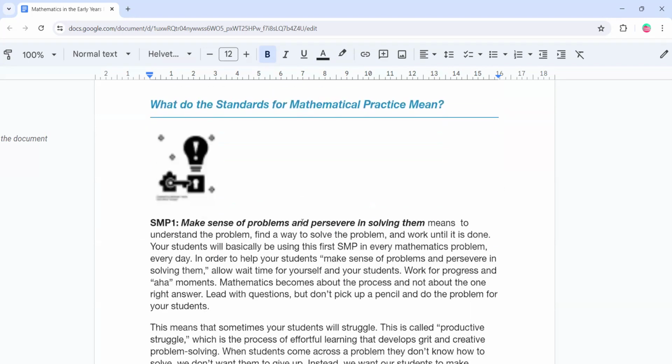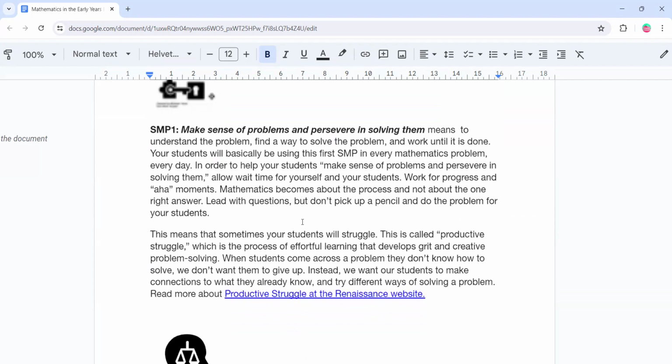What do the standards of mathematical practice mean? The first standard is make sense of problems and persevere in solving them. This means to understand the problem, find a way to solve the problem, and work until it is done. Your students will be using this SMP in every mathematical problem every day. In order to help your students make sense of problems and persevere in solving them, allow wait time for yourself and your students. Work for progress and small movements.